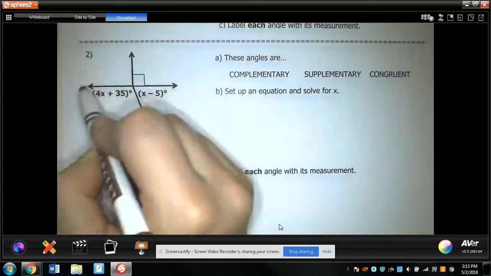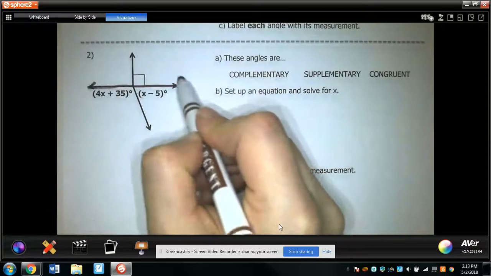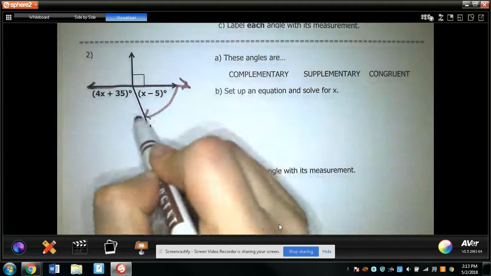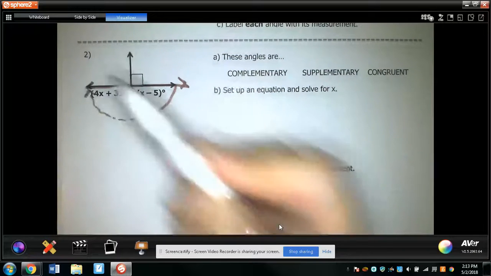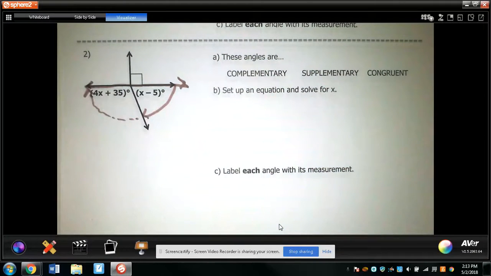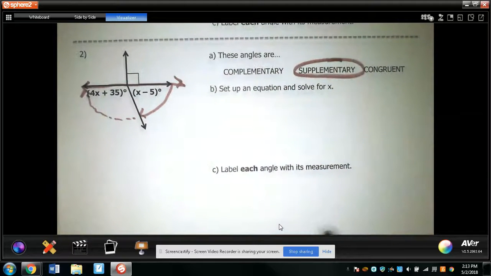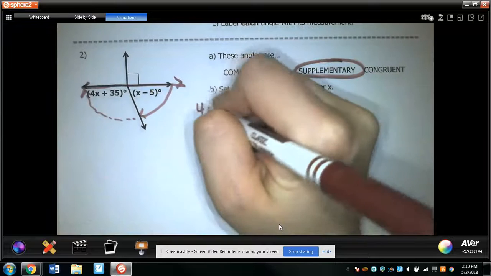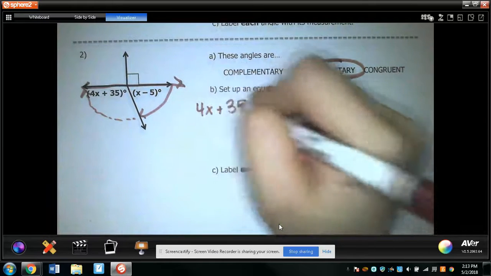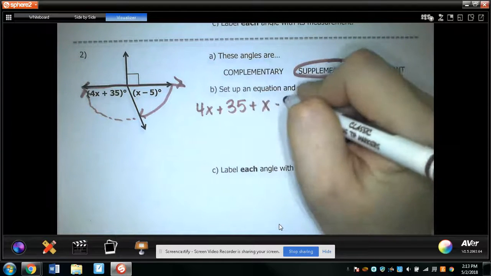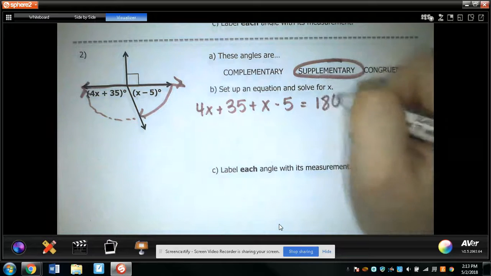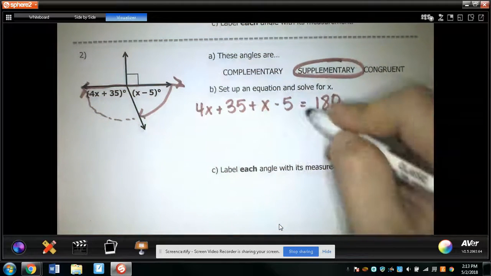Now these angles make up a straight line. If you look from here all the way to here, they make up a straight line. And I know a straight line is 180 degrees. So these two angles are supplementary, which means if I add them together, they need to add up to 180 degrees. And now I can solve for x.